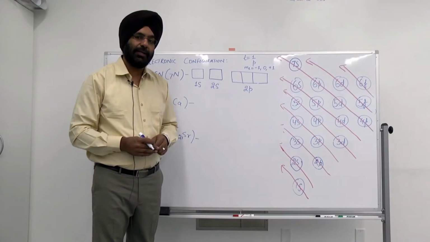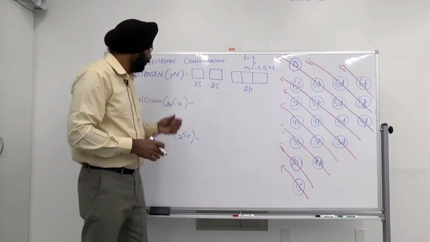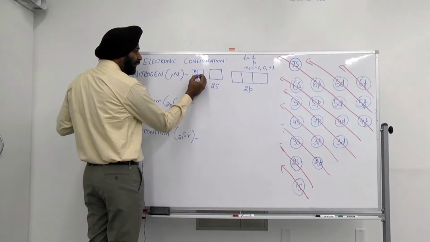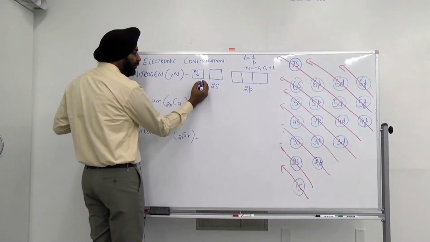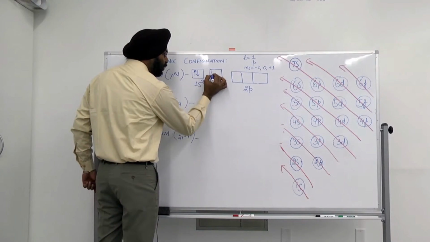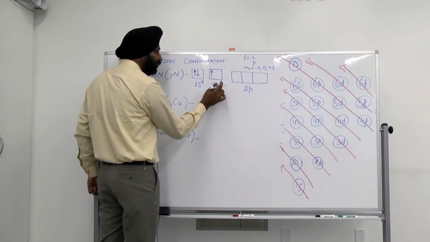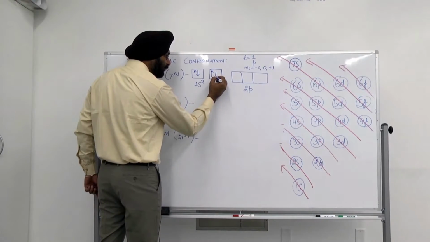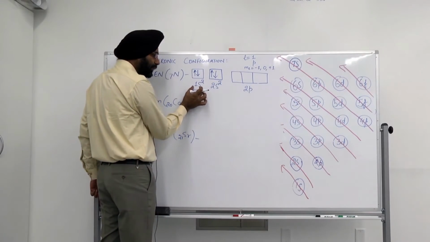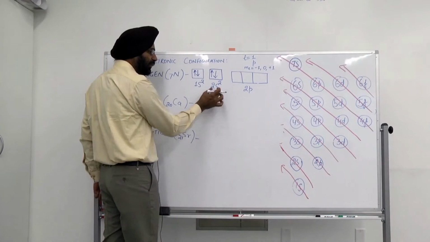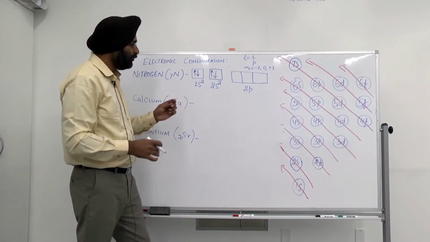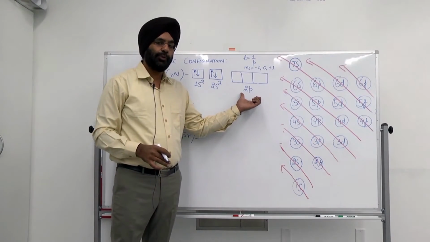So, now I have to arrange electrons into these orbitals. There are 7 electrons. The first 2 electrons will go into the 1s subshell. So, I am going to write 1s2. The third electron will go into the 2s subshell, and so does the fourth electron. So, 2 electrons are in the 1s subshell, 2 electrons are in the 2s subshell. That leaves me 3 electrons, and those 3 electrons will go into the 2p subshell.